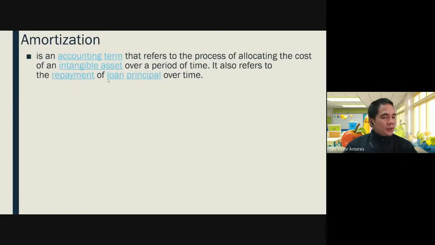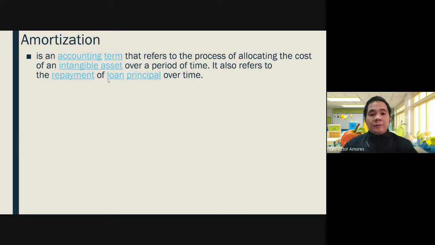So to start off, what is amortization, by the way? What's the difference between amortization and the annuity? Basically, they are the same. But the only difference is you have to specify principal payment and interest payment for amortization. So it is an accounting term.